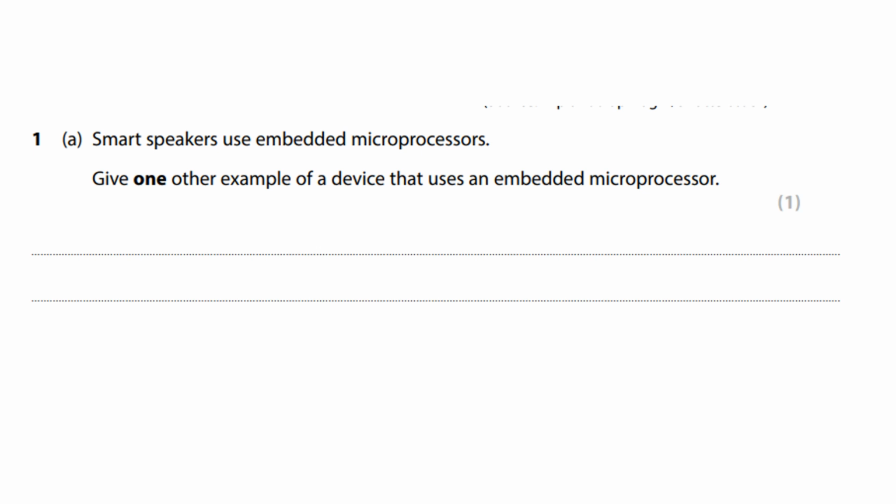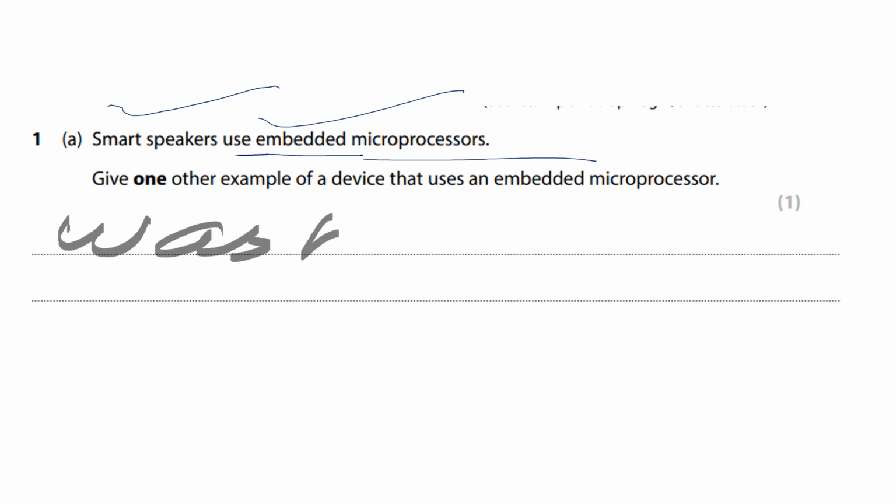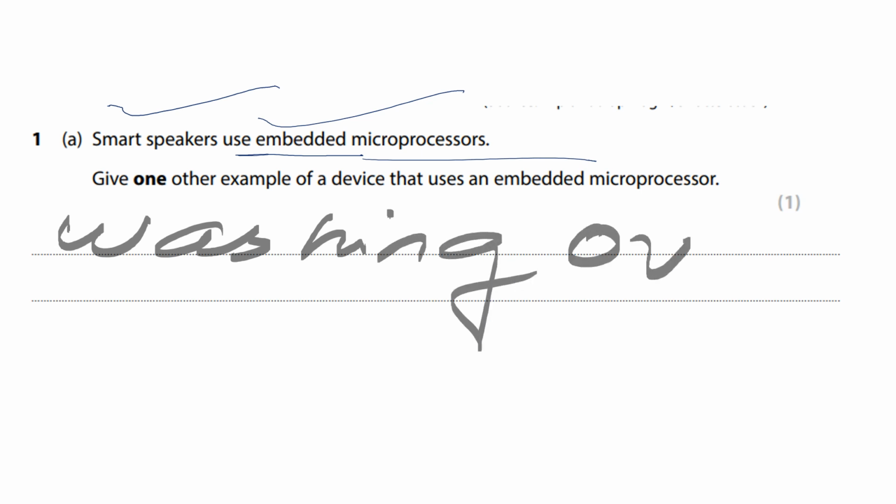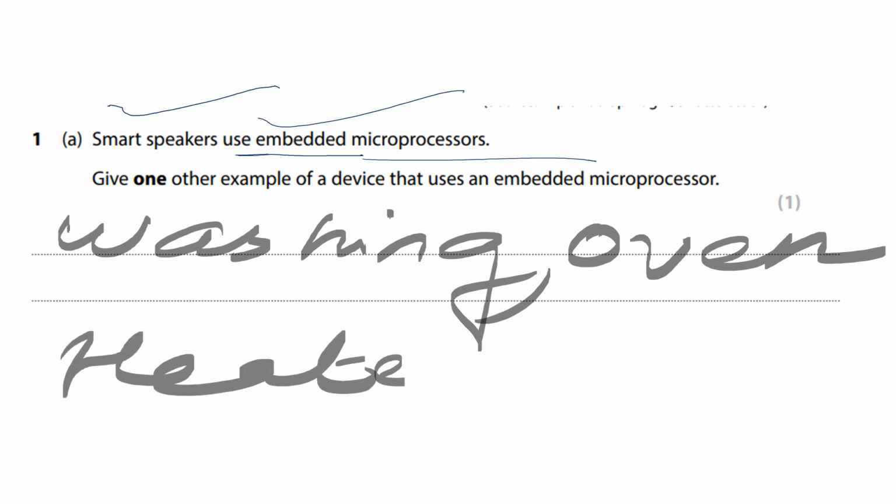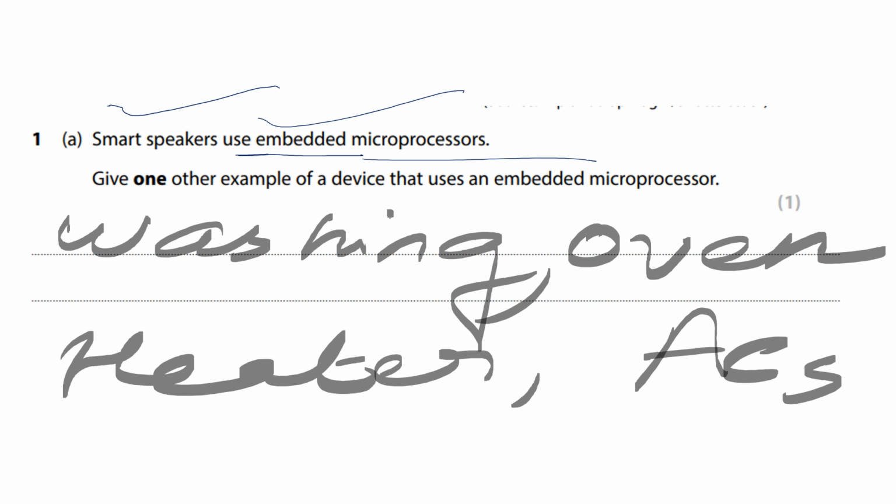Smart speakers use an embedded microprocessor. Embedded system means it has a microprocessor, and that is why it is smart. Give one other example of a device that uses an embedded system. So you can write a washing machine, or an oven, or a heater, smart ACs, I mean smart air conditioner, etc. These are all examples. You can write any one from these.